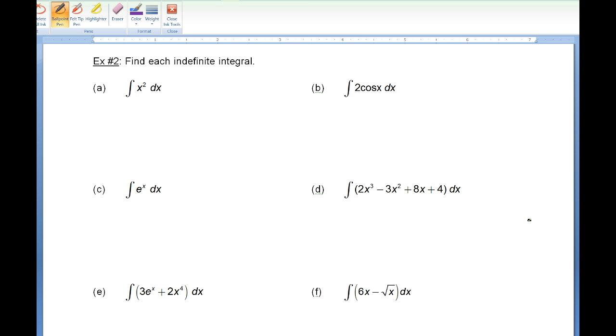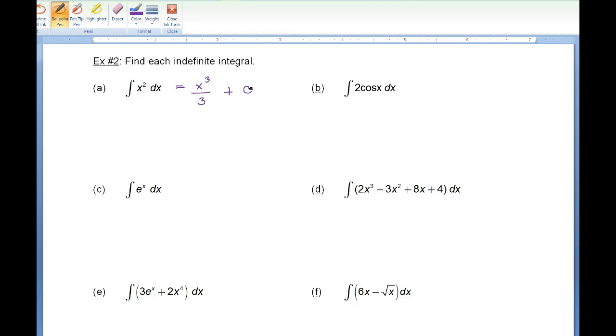So let's do some practice. Find each indefinite integral. So x squared. Okay, we're going to add 1 to the power and divide by that new power. And then include the plus C because it's indefinite, so we don't have a starting and stopping point. Does that make sense? So that's why we always include the plus C for those.